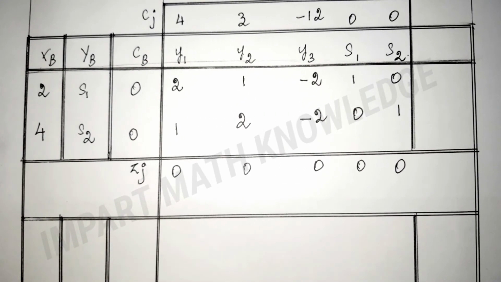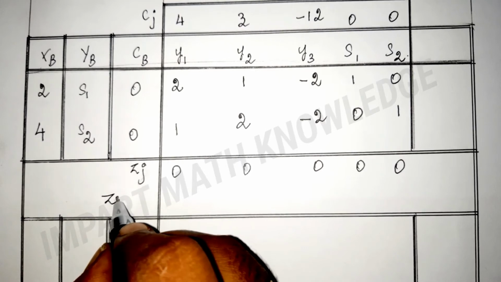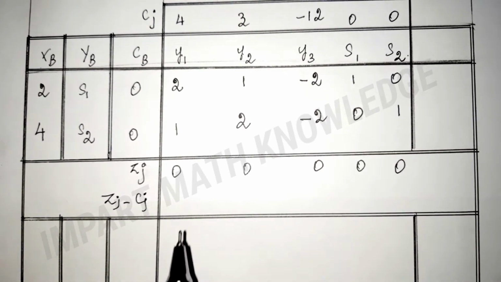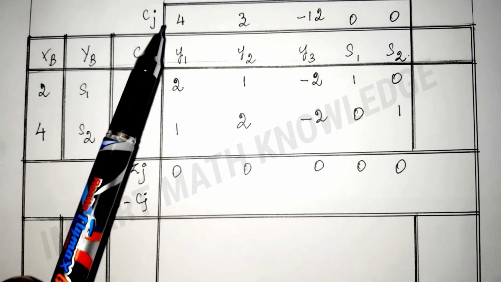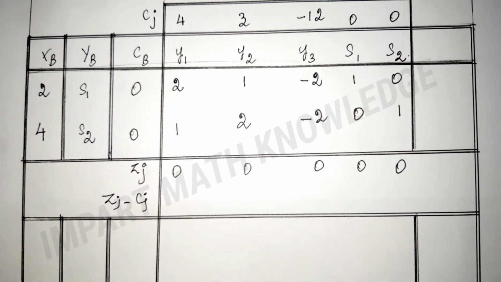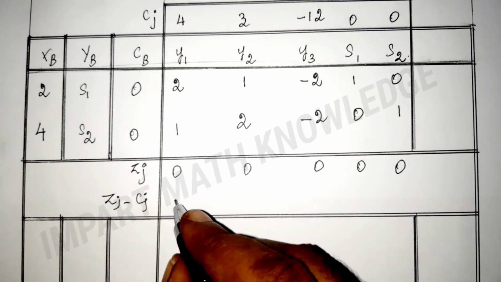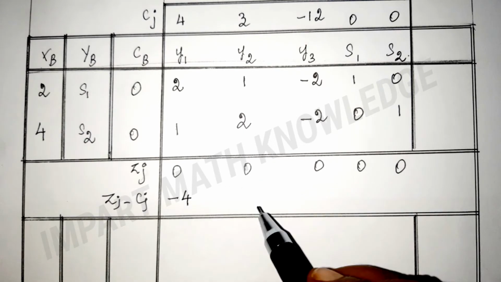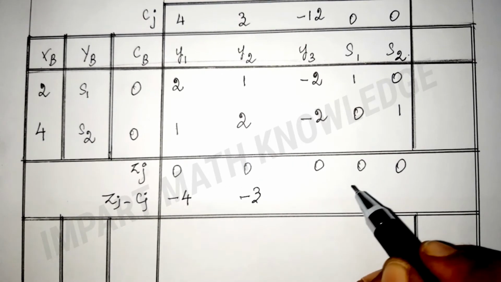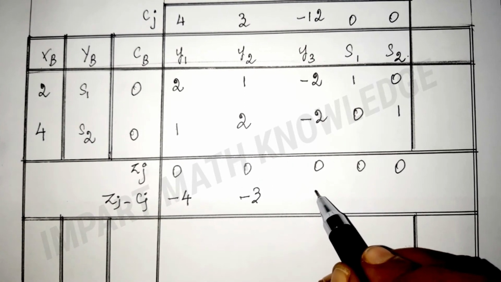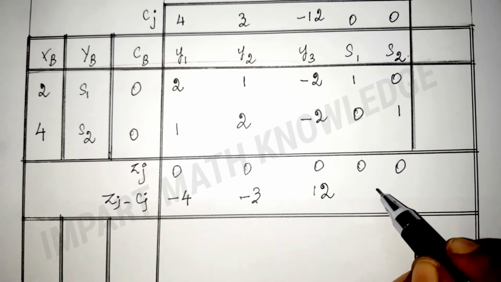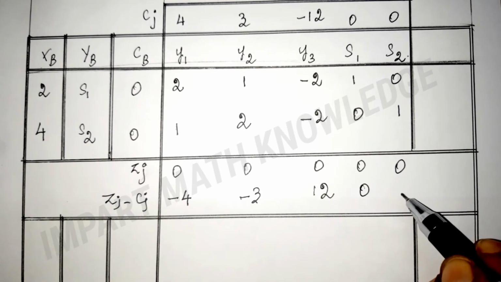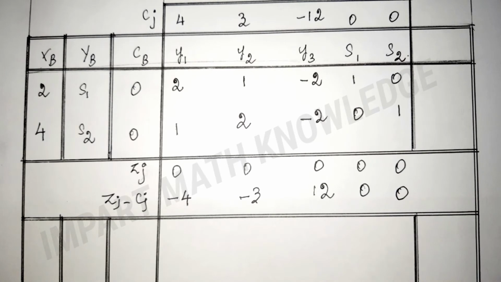Now we have to find Zj minus Cj. Zj value is here, Cj is at the top. You have to subtract these two values. That is 0 minus 4 is minus 4, 0 minus 3 is minus 3, 0 minus minus 12 is 12, 0 minus 0 is 0, 0 minus 0 is 0.